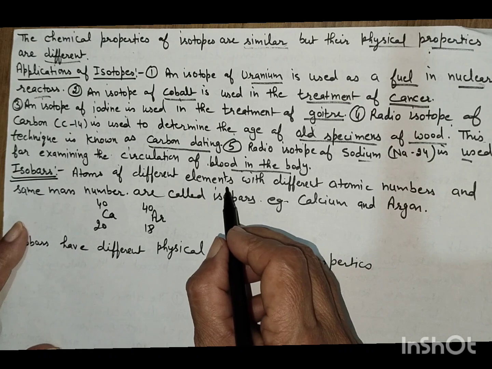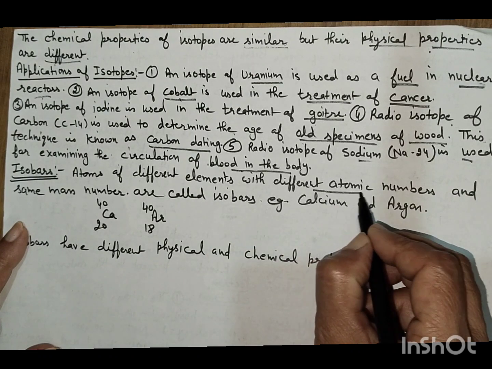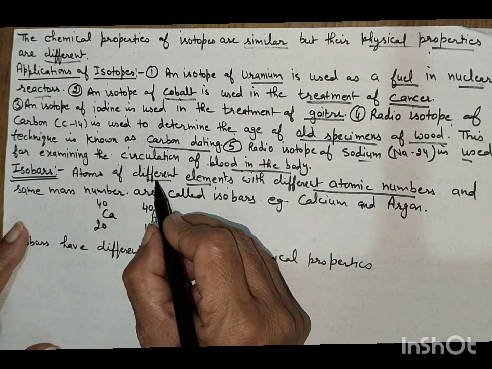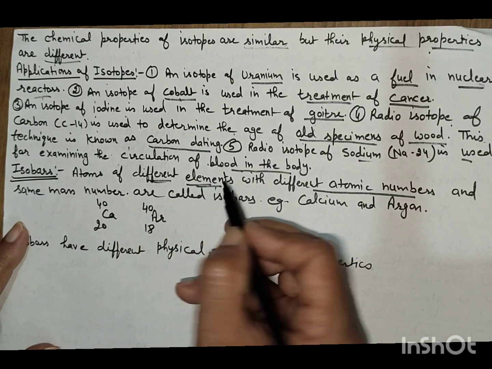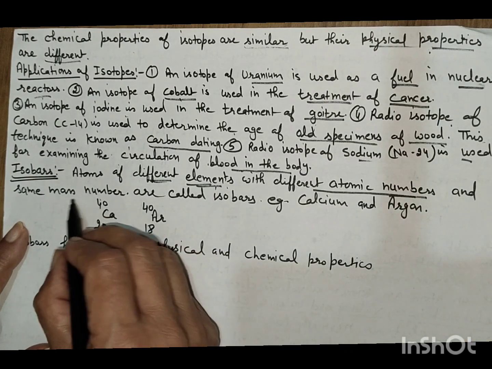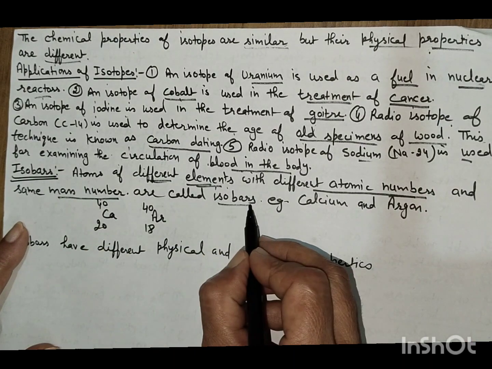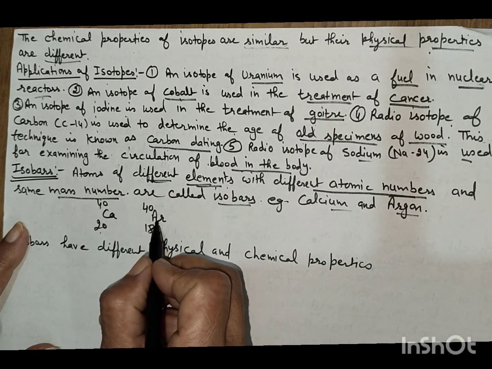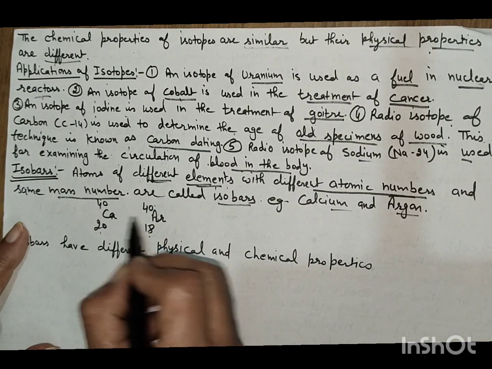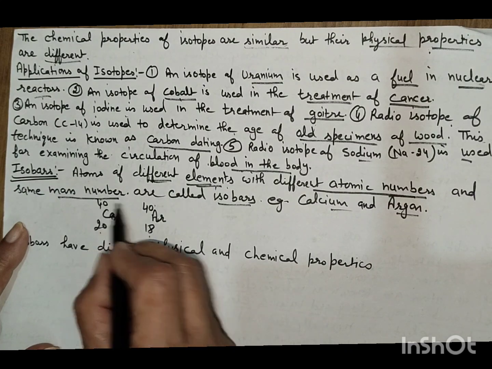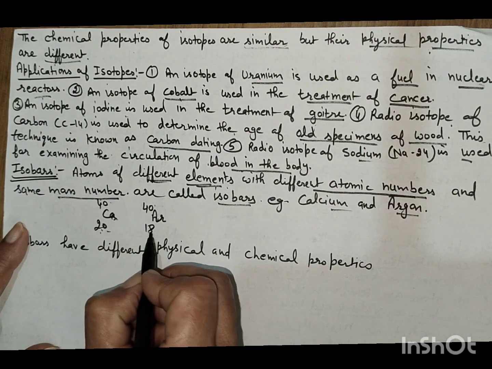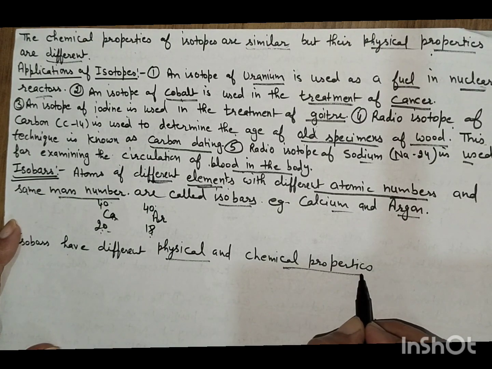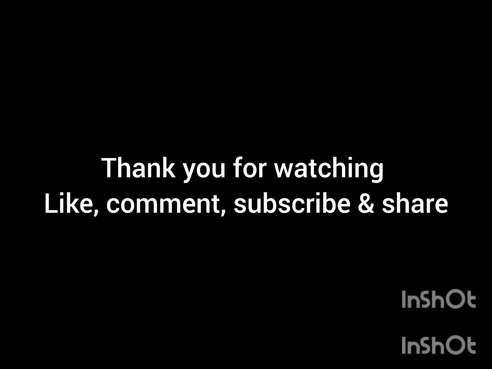Isobars. Atoms of different elements with different atomic numbers. Elements are different, but in isotopes the elements were the same. Here the elements are different and the atomic numbers are different, but the mass number is the same; these are called isobars. Example, calcium and argon: calcium 20 and 40, argon 18 and 40. Here both elements are different and the mass number is the same, but the atomic number is different. Isobars have different physical and chemical properties.